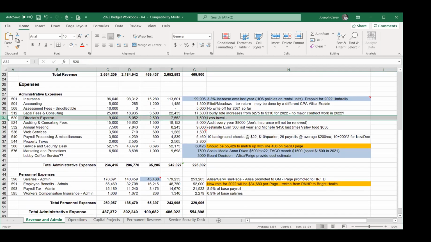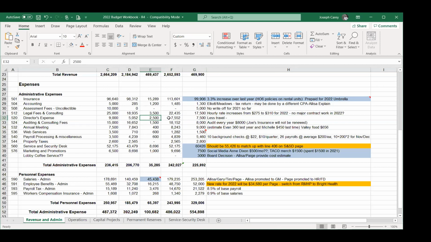All right. Director's expense. I think, are we really going to have that 2,500? Because the only person traveling is Rick. Oh, that's right. Mine will be, this is the last meeting. This is the last meeting. So yours is actually going to be less than 1,000.